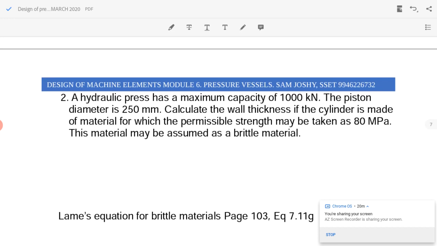Very simple questions. You just need to substitute the values, do it right, do proper calculation on the calculator, and you will get these answers. Now we have another question.